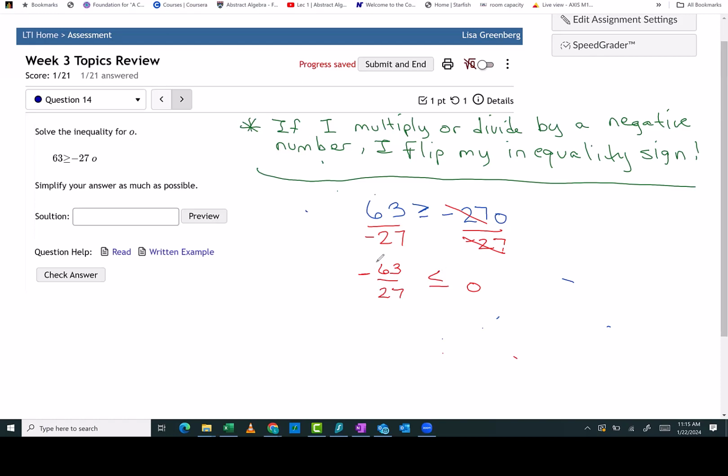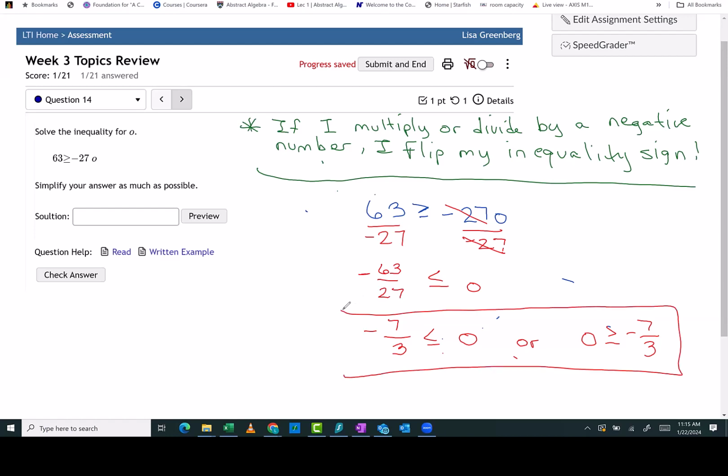I can divide both 63 and 27 by 3. I can divide both 63 and 27 by 9. If I divide 63 by 9, I get 7. If I divide 27 by 9, I get 3. And that's my final answer. Or, as I said before, you can switch the positioning. If you flip the values, you also have to flip the inequality. So either one of these two is my final answer.